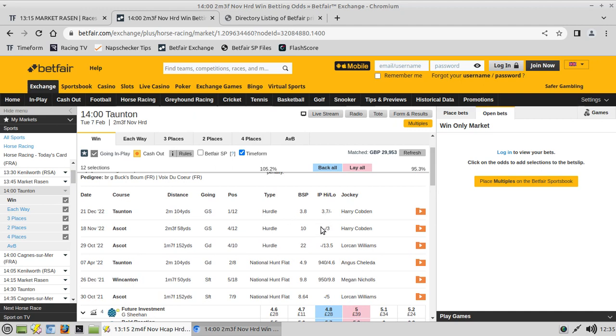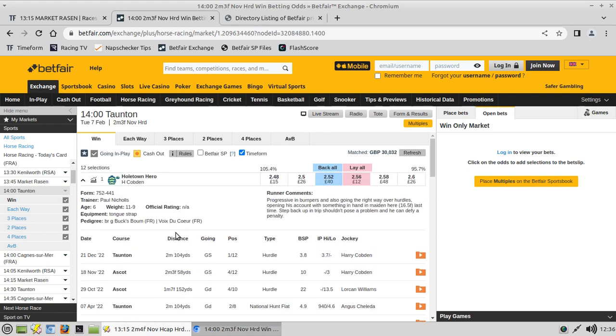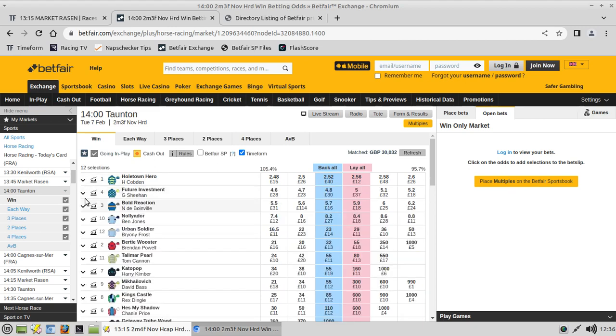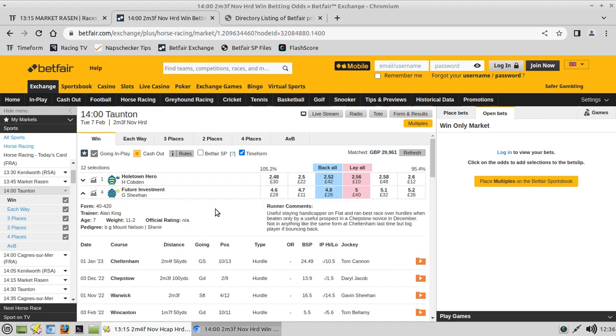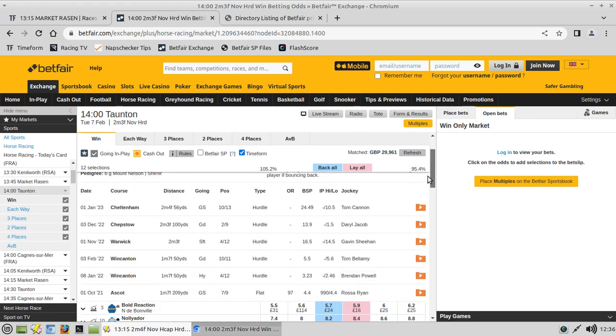So the first one's okay, that was a win. Second's okay, third's not too bad. And now we're starting to go up back in time. This horse hasn't actually run this year yet, although obviously has run this season. But that's not too bad. That's Hometown Hero. So I'll take a quick note of that before I forget, given there's a few runners in this. Future Investment, same thing. Let's see what we've got.